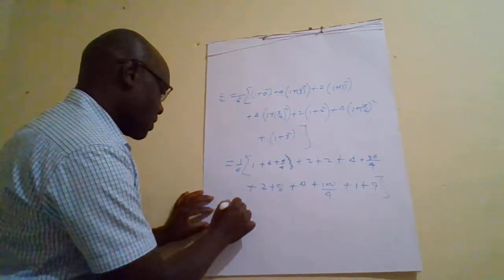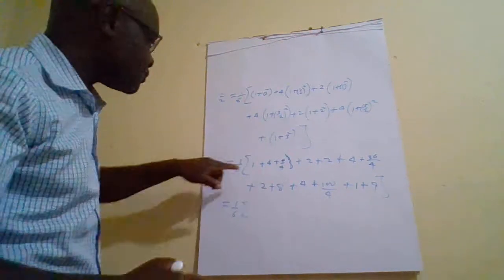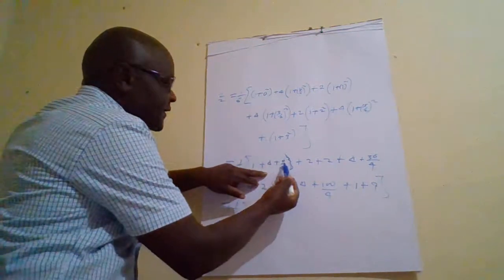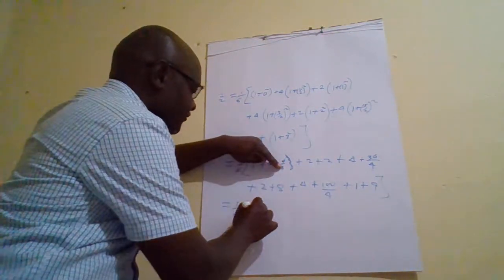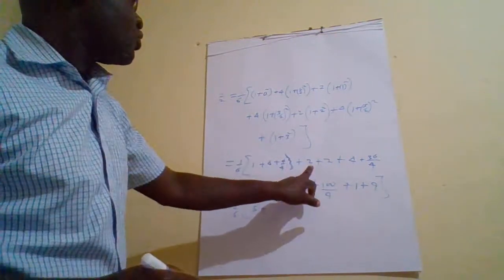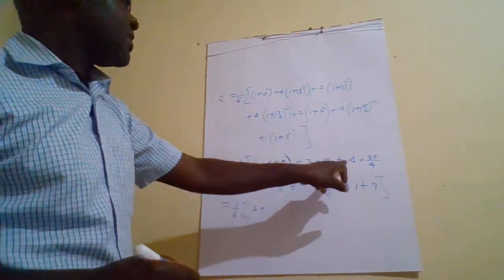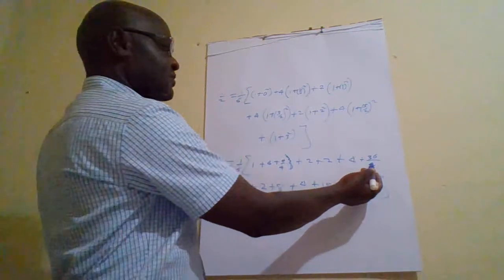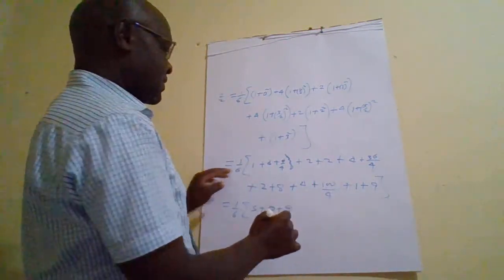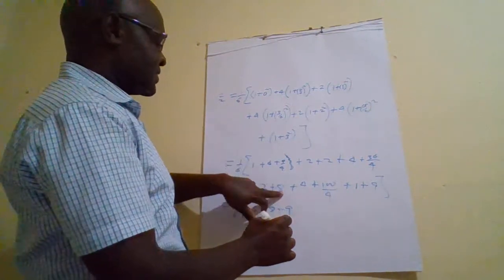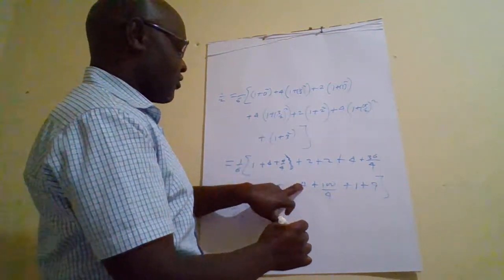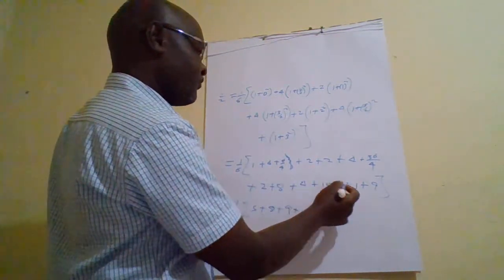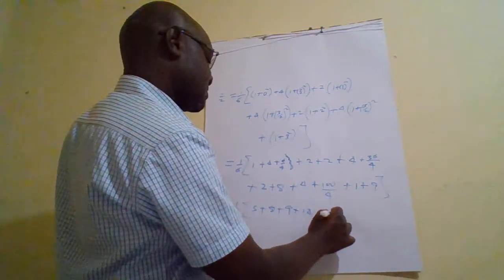So this equals to 1 over 6 into, so 1 plus 1 plus 4 plus 1, so we have 5, plus 2 plus 2, that is 4 plus 4, that is 8, plus this is 9, 2 plus 8, 10 plus 4, 14, plus 14, plus this is 25, plus that is 30, 35.